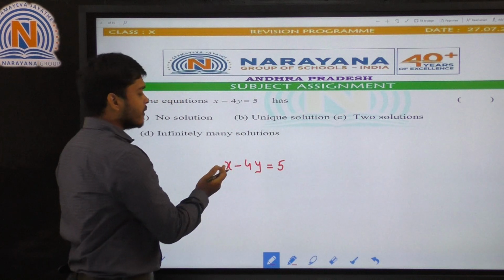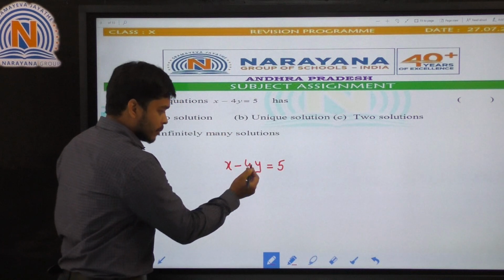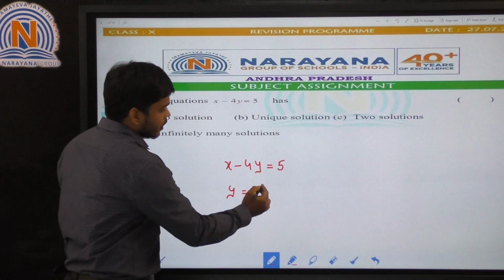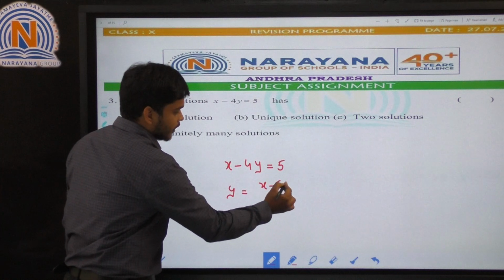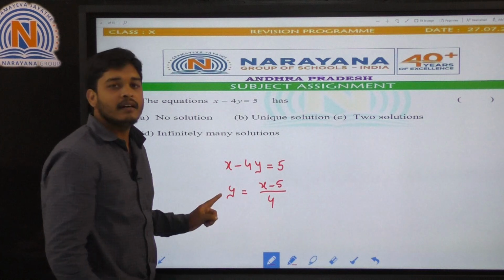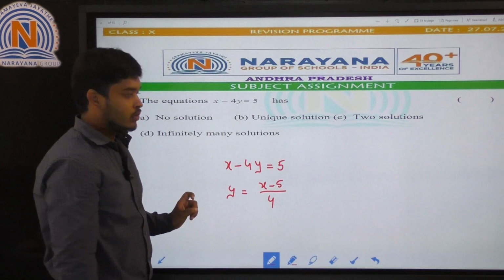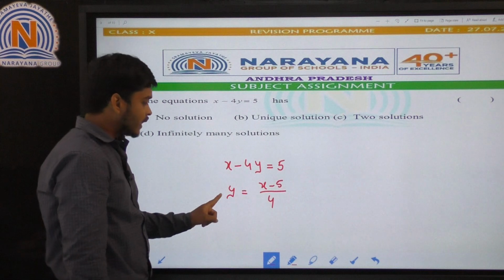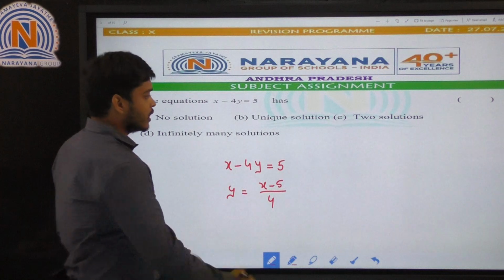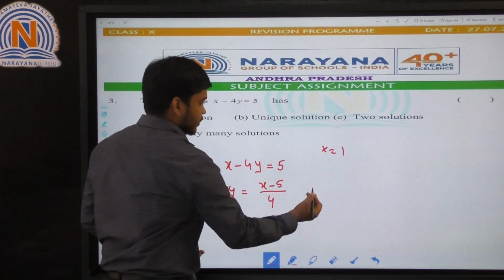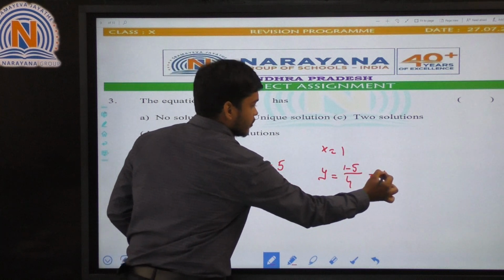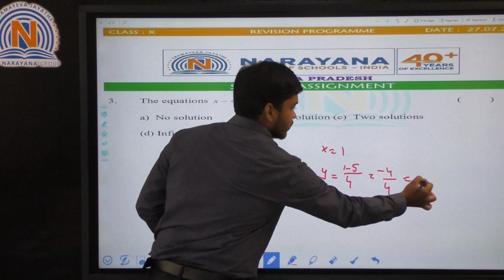You can take any value of x. So I am writing y in terms of x, that is y equals (x minus 5) by 4. You take any value of x, then we will get the respective y value. So how many solutions do we get? Infinitely many solutions. If x equals 1, then the y value is (1 minus 5) by 4, that is minus 4 by 4, the value is minus 1.